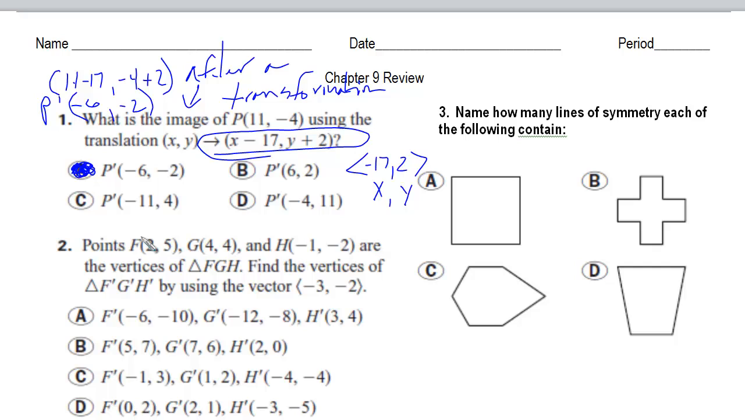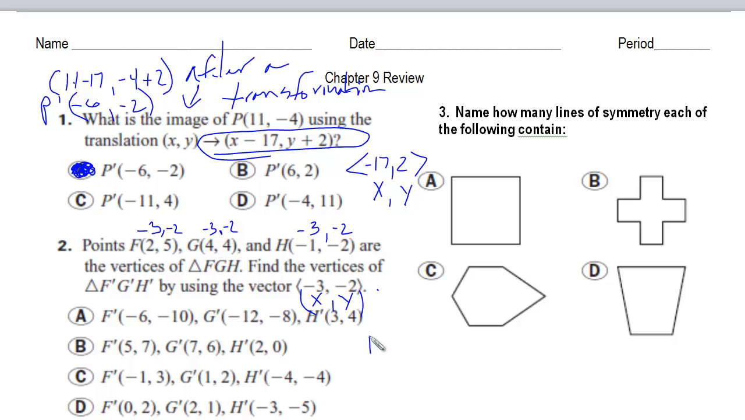Looking at number 2, I have points F, G, and H, and they're the vertices of triangle FGH. It asks me to find the vertices, so the corners, of triangle F prime, G prime, H prime by using the vector. So again, as we just talked about above, this is vector notation as opposed to the coordinate notation. So this is telling me that I need to subtract 3 from all the X values and subtract 2 from all the Y values, just like a coordinate, X and Y. So if I take all of these coordinates, F, I'm going to subtract 3 and subtract 2. Subtract 3, subtract 2. Subtract 3, subtract 2.